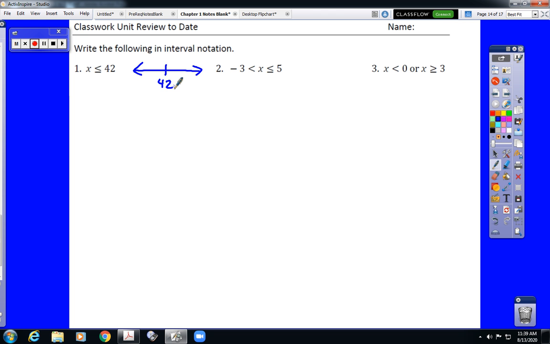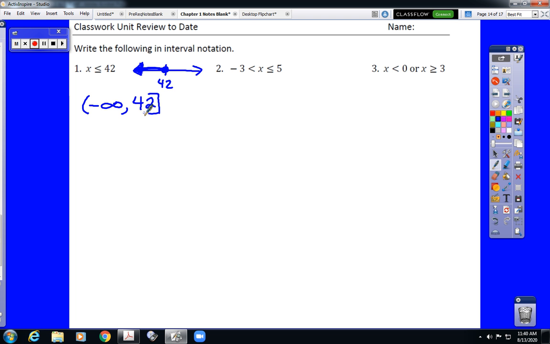So that's going to be a closed circle at 42, and then I'm going to shade to the left. What that means is I'm including everything from negative infinity up to 42, and since 42 is a closed circle, my interval notation would include a square bracket.